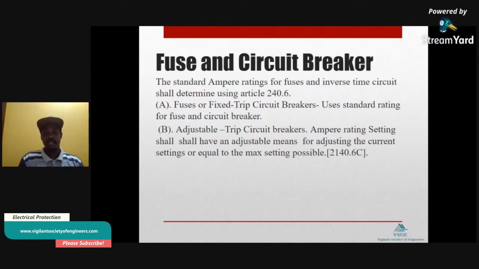Right? So the next thing we're going to look at is adjustable trip circuit breaker. Now, adjustable trip circuit breaker, ampere rating settings shall have adjustable means for adjusting the current setting, or equal to the max setting possible. All right?